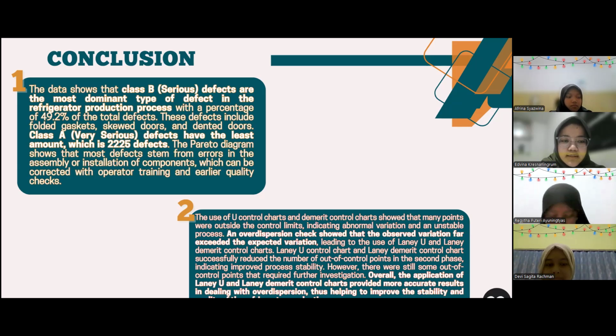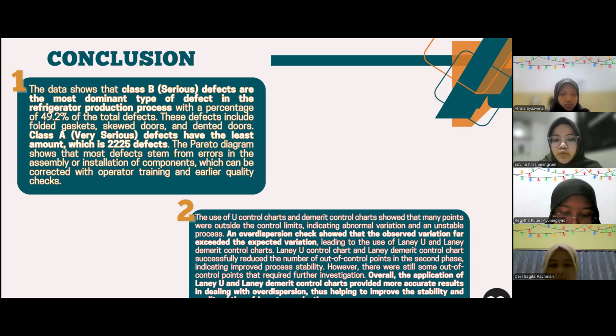The second conclusion is that the use of U control charts and the demerit control chart showed that many points were outside the control limits, indicating abnormal variation and an unstable process. And over dispersion checks showed that the observed variation far exceeded the expected variation. Overall, the application of Laney U and Laney demerit control charts has provided more accurate results in dealing with over dispersion, thus helping to improve the stability and quality of the refrigerator production process.